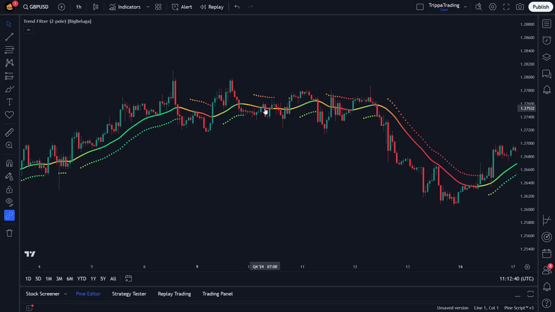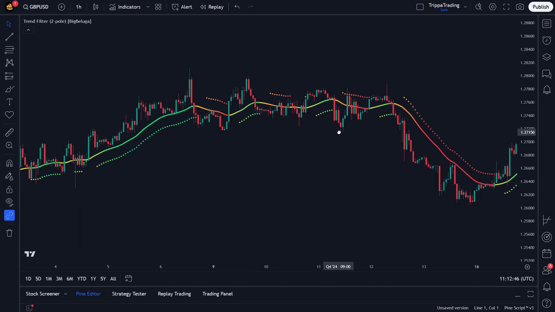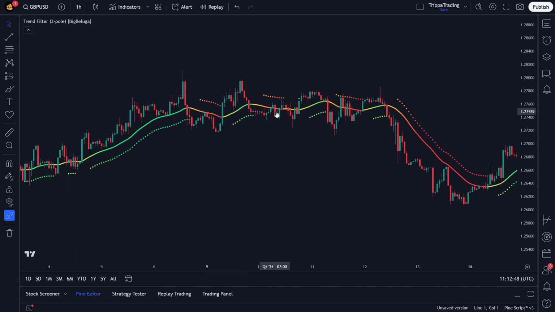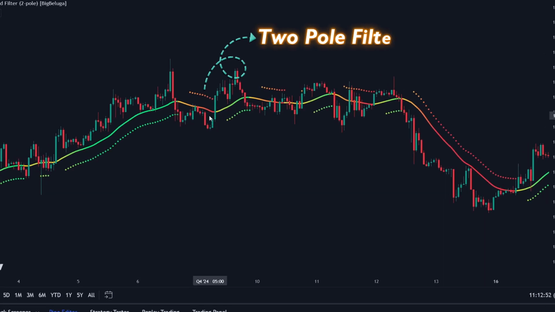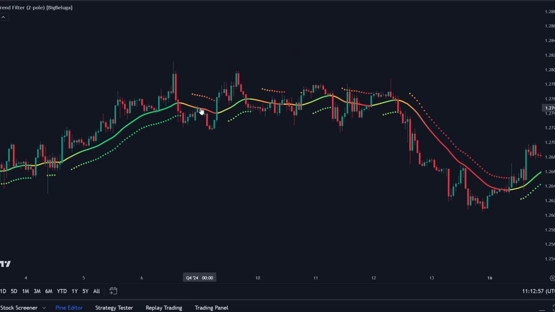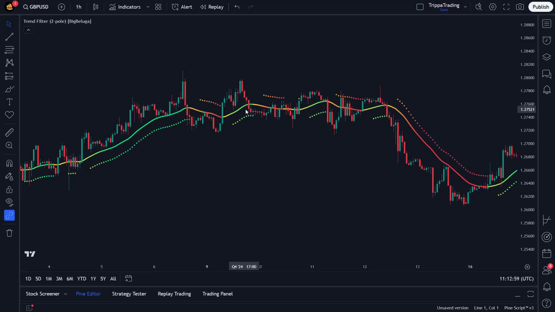Once added, you'll notice the indicator overlays directly on your price chart. It's designed to remove market noise and show trends clearly, along with their strength. But that's not all. This indicator has more to offer. It uses a 2-pole filter to dynamically adjust based on market conditions, giving you accurate insights into whether the market is trending up, down, or entering a transition phase.